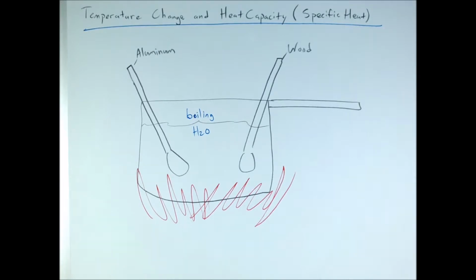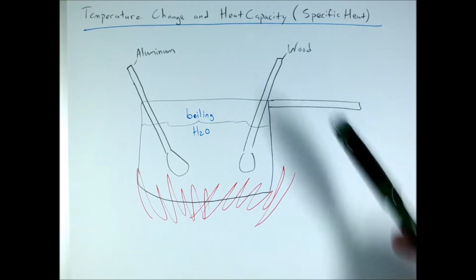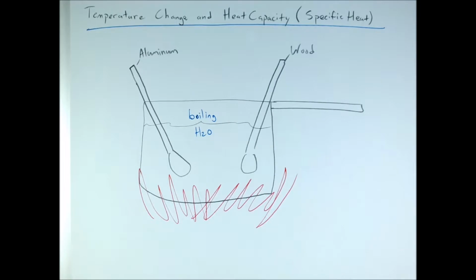And suppose you let it sit there for, say, 10 minutes, and you came back to go stir your pot. Which spoon should be the one that you grab? Why? Yeah, so you want to grab the wood spoon because you might burn yourself if you grab the aluminum spoon, right? So what that means is that the wood takes more energy to heat up than the aluminum does.